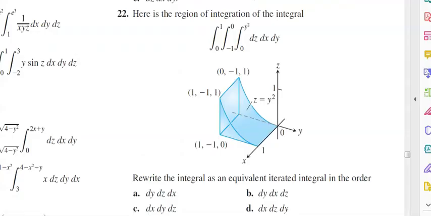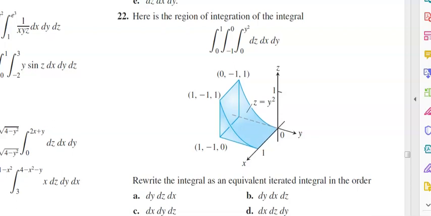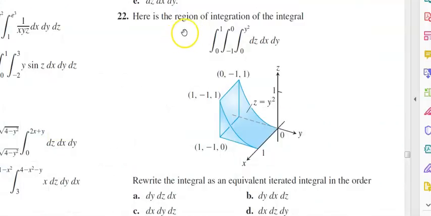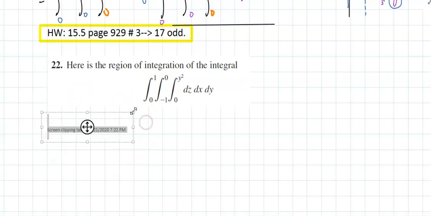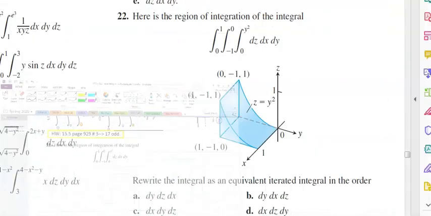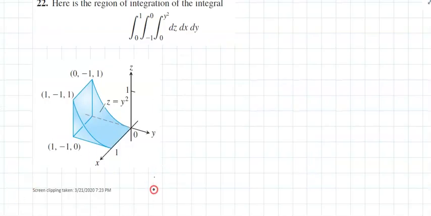Next problem I want to do, I'd like to look at number 22. Here's number 22. It says, here's a region of integration of the integral, and they give us the figure associated with this problem, and here it is.